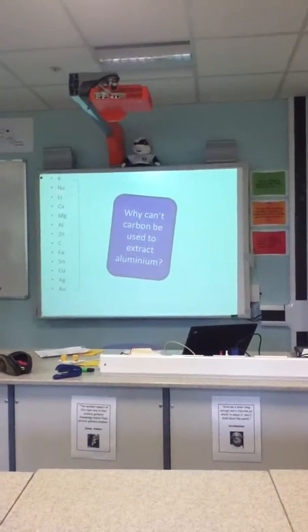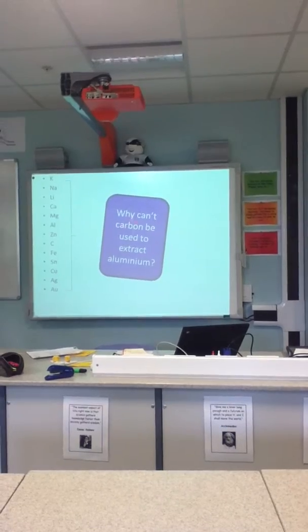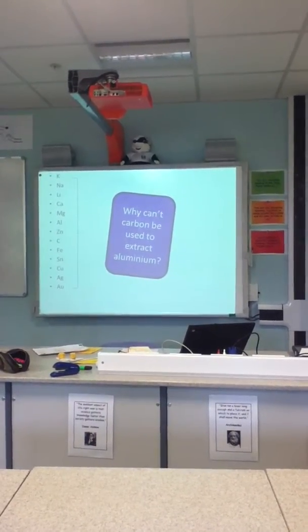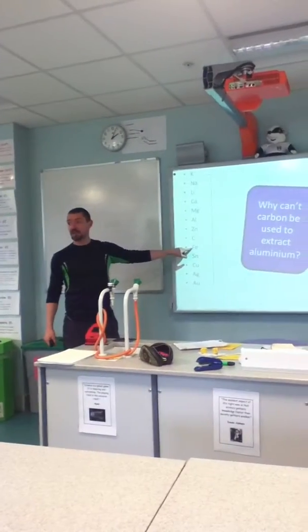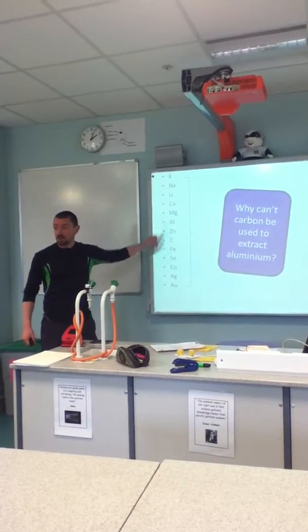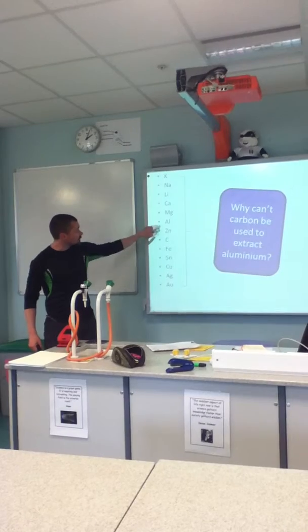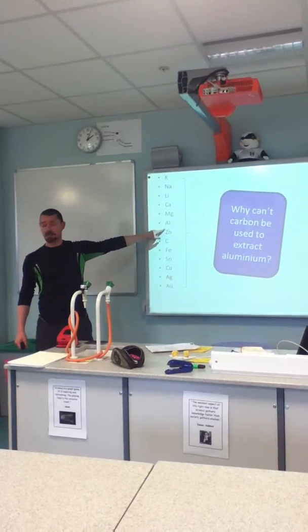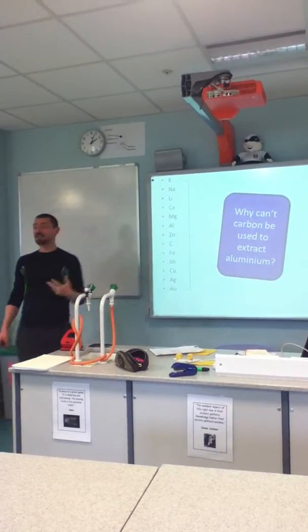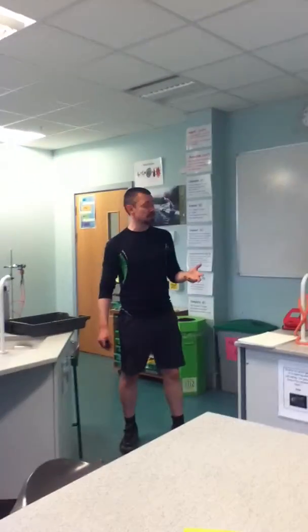So we're going to learn about electrolysis today. Have a look at the reactivity series again. And there's a question on there: why can't carbon be used to extract aluminium in the same way that carbon is used to extract iron from its ore? If we look at the reactivity series, we can see that the answer is because carbon is below aluminium on the reactivity series. It is not reactive enough to displace aluminium from its ore.